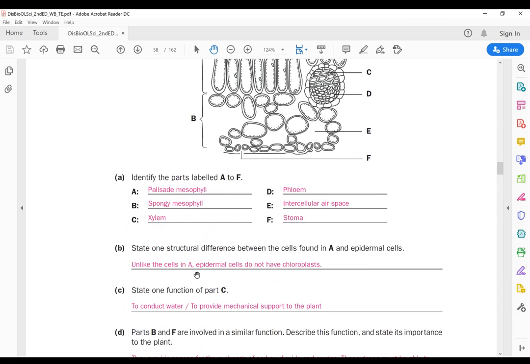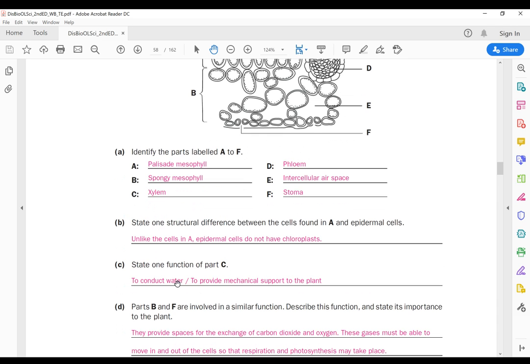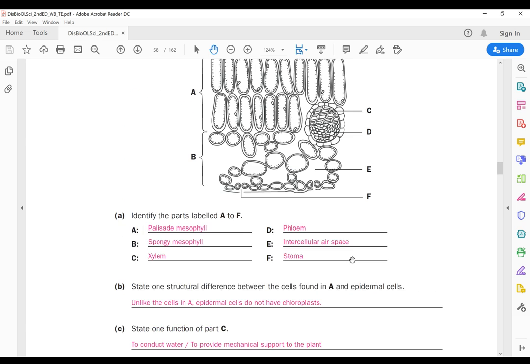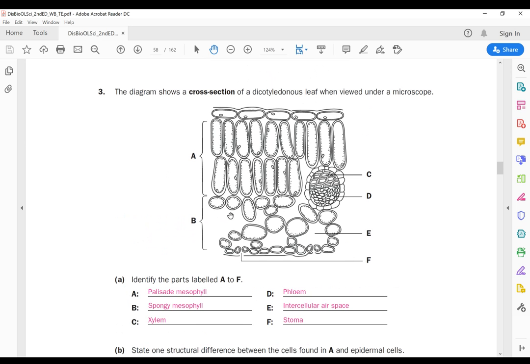What is the function of part C? Part C is actually the xylem, to conduct or transport water. You can say transport water or provide mechanical support to the plant. Then there's another part about parts B and F that are involved in a similar function. Describe this function. Okay, B and F. I will explain to you all in the next video.